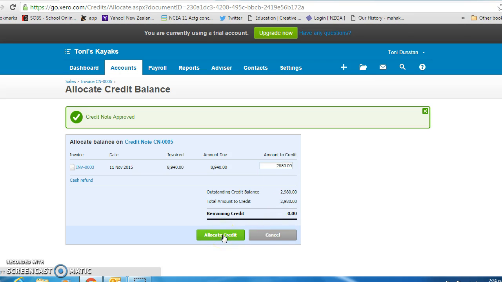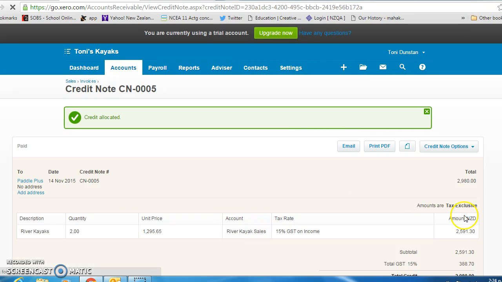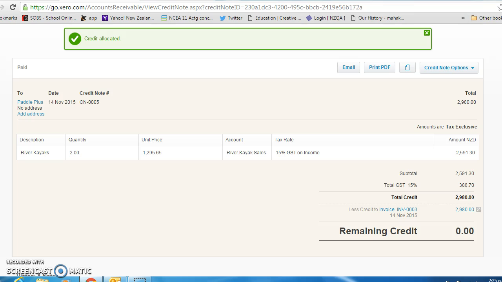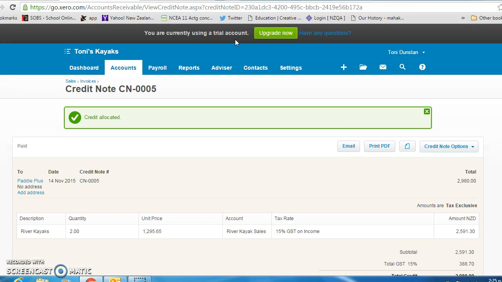So we click Allocate Credit, and that has now been done. You can see here that it has been credited against that original invoice. That is only the first part of the equation. We now have to complete a manual journal for the cost of goods sold transfer. So we come to our Advisors button and Manual Journal.